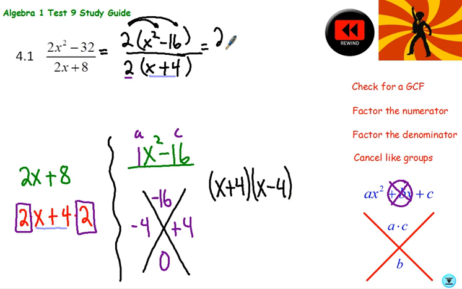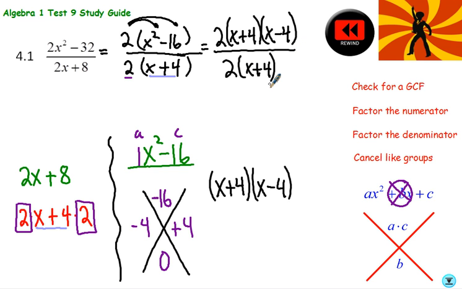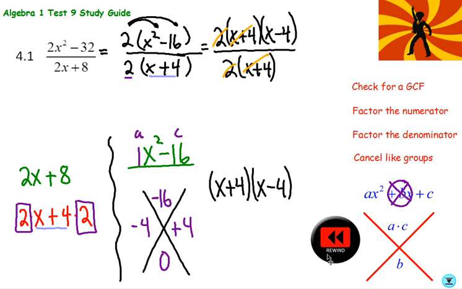So this would be 2 times x plus 4 times x minus 4, over 2 times x plus 4. So from that point now, we can go ahead and slash it out. We say, well, the 2's cancel, and then x plus 4 cancels. And then actually, the only thing that we have left over is just x minus 4.